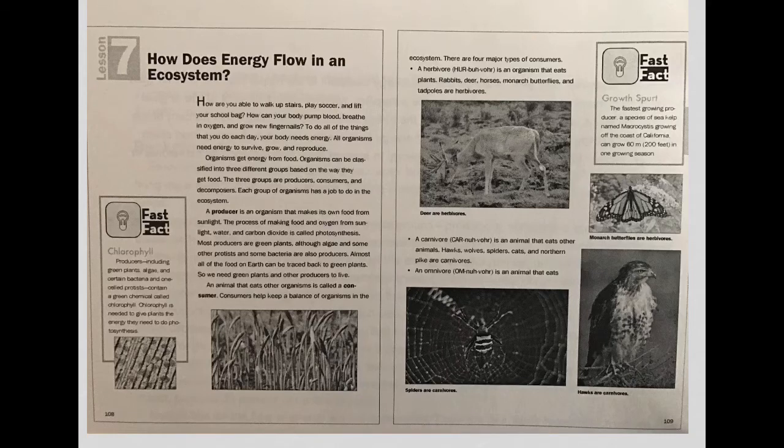Good morning, class. Today we are going to read Lesson 7, How Does Energy Flow in an Ecosystem? And we're going to learn about different kinds of organisms. There are different groups, like producers and consumers, and we're going to learn about different kinds of consumers. And then there are decomposers. So those are the kinds of things we're going to learn about.